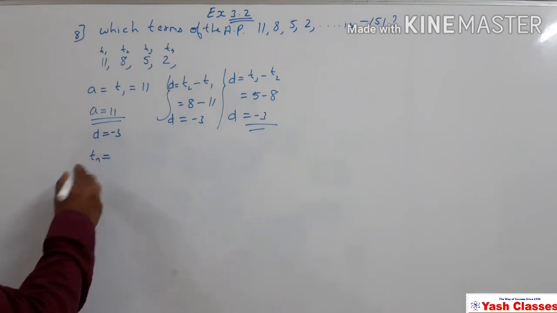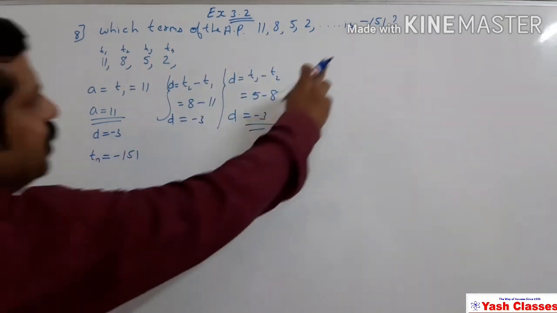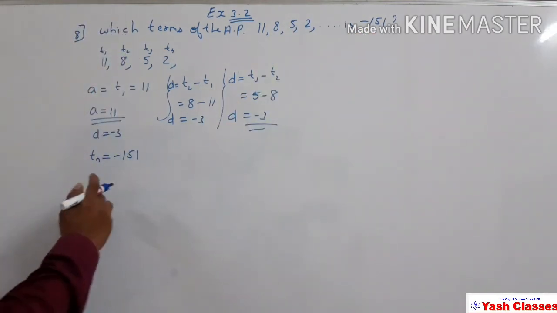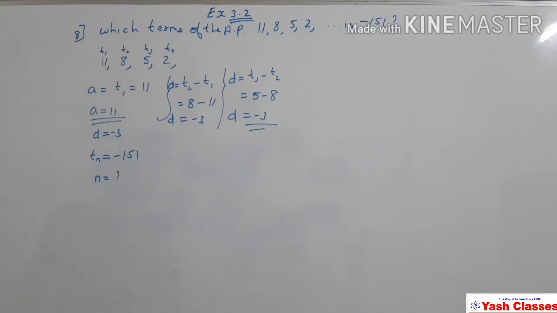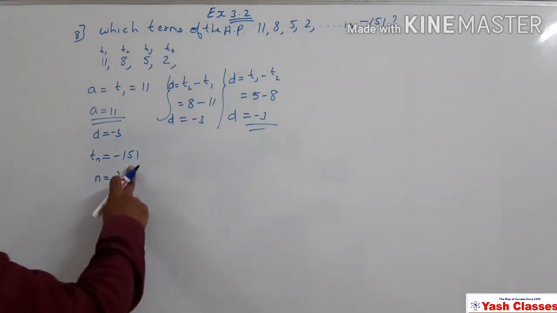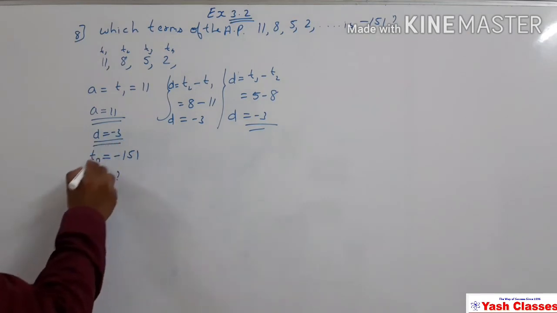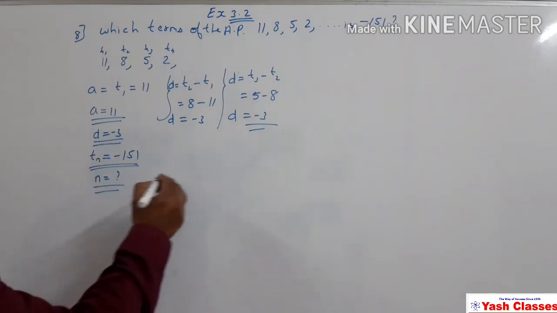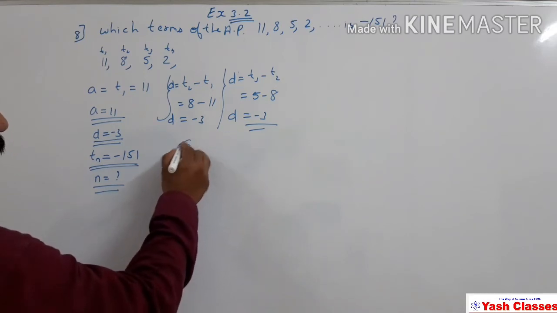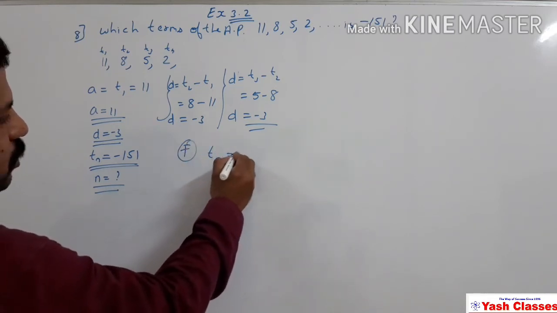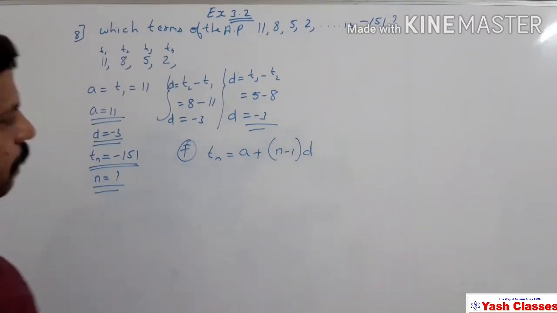Tn is equal to the last number, minus 151. See here, this is Tn. Now you have to find n. Tn you got as minus 151 and n you don't know. So all this is given here. The formula is Tn is equal to A plus bracket n minus 1 into D.